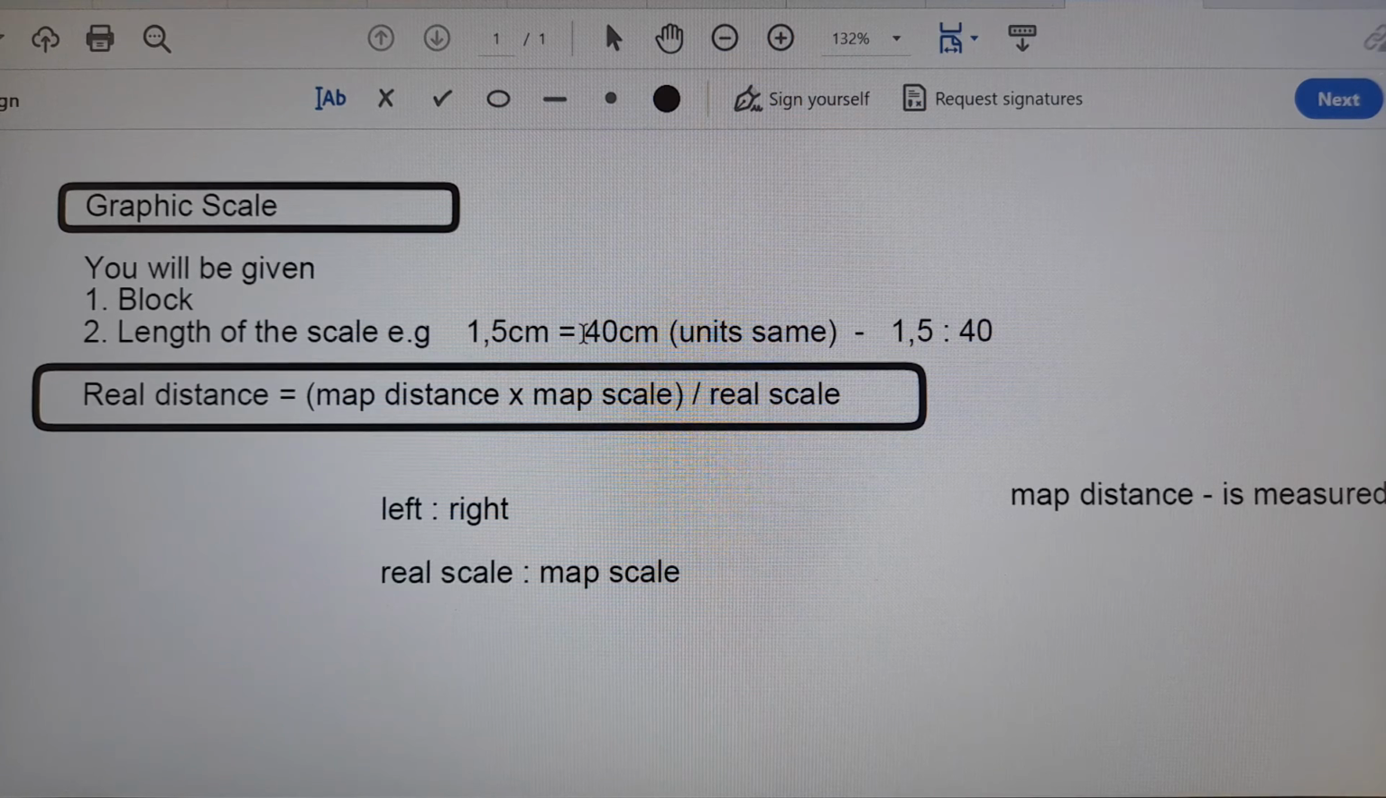What you have to do for yourself is ensure the units are the same, rewrite that in terms of ratio, and you know what is the real scale and what is the map scale. Then you write your formula for graphic scale: real distance is equal to map distance times map scale divided by real scale. If you know that, you should be able to win with doing the problems for the map work.